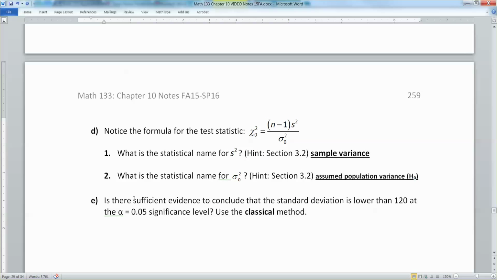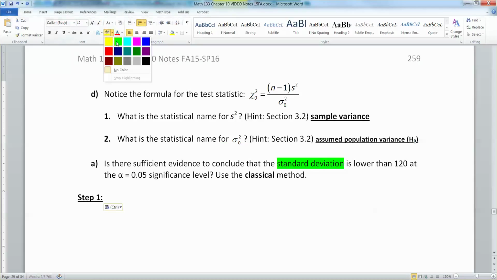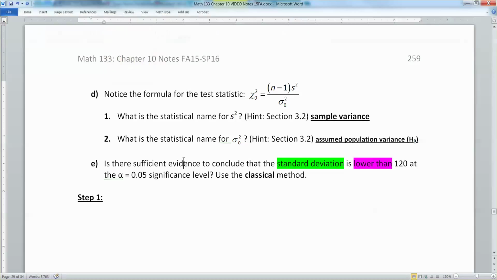All right. So is there sufficient evidence to conclude that the standard deviation is lower than 120 like the person claimed? Well, our first mission in life is to create our null and alternative hypotheses. That's step 1. So the key is the words lower than, and standard deviation. Once we see standard deviation, we know we're using sigma, and lower than means we know it's a left-tailed test, right? Lower than 120. Right there, that's our alternative hypothesis written out in words. So now we just have to write it in symbols.